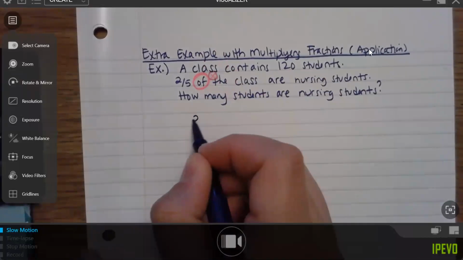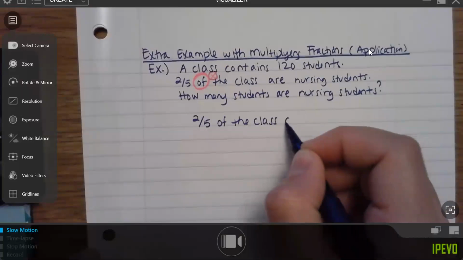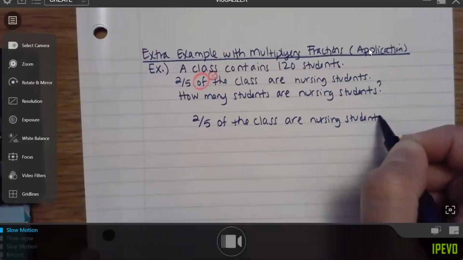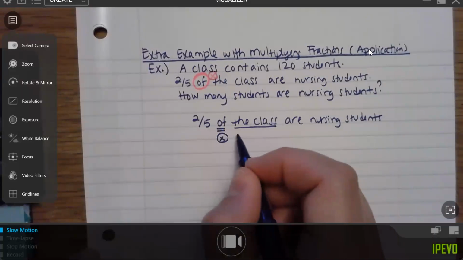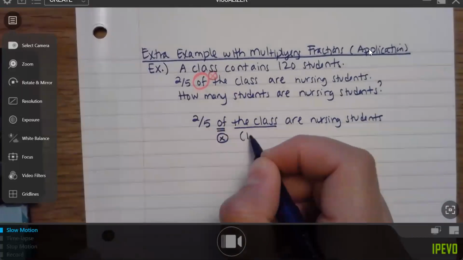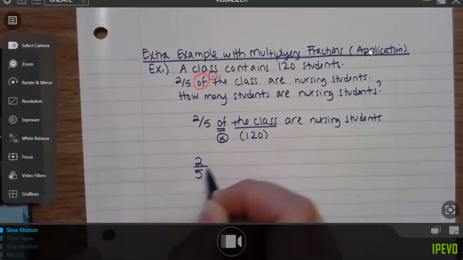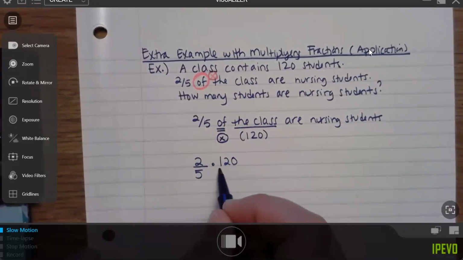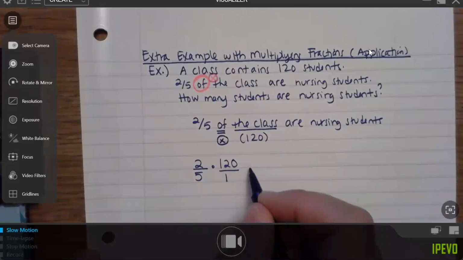So if we're saying something like 2/5 of the class are nursing students, then this of the class means that we're multiplying by the number of students in the class to get the answer. And here my class has 120 students. So to solve a problem like this, we're going to take that 2/5 and we're going to multiply it by 120. Now we can go ahead and multiply straight across here, or you can simplify before you multiply first. I'm just going to go straight across in this case.